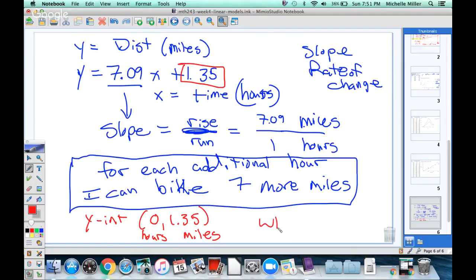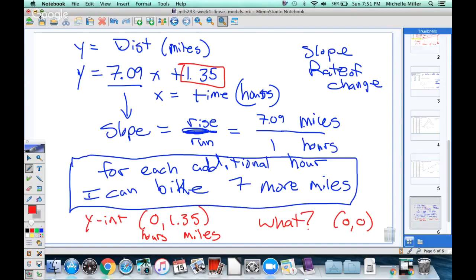So in this case, the y-intercept doesn't make physical sense. What I should find is that if I went 0 hours, there should be 0 miles. So this line theoretically should go through the point (0, 0), but it doesn't for some strange reason. Who knows why? Every situation is a little bit different.